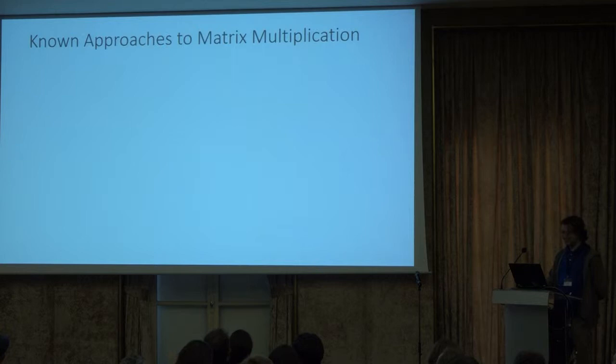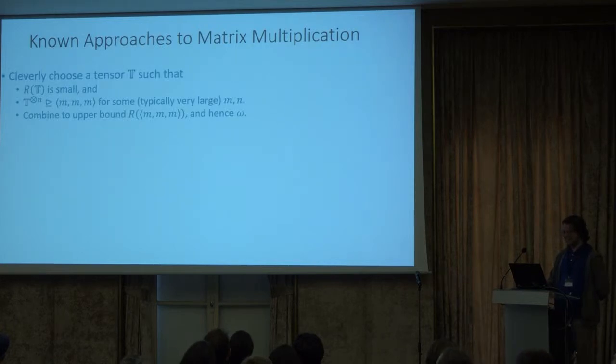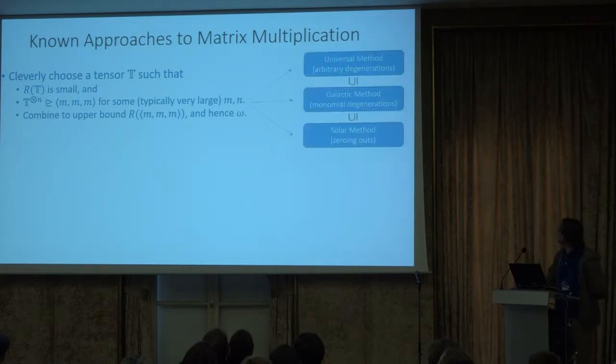So to summarize, the known approaches to matrix multiplication, you choose a tensor T, you show that its rank is small, and you find a degeneration to a matrix mult tensor. And depending on what type of degeneration you're finding, zeroing out corresponds to the solar method, monomial degeneration corresponds to the galactic method, and this crazy arbitrary degeneration corresponds to the universal method.